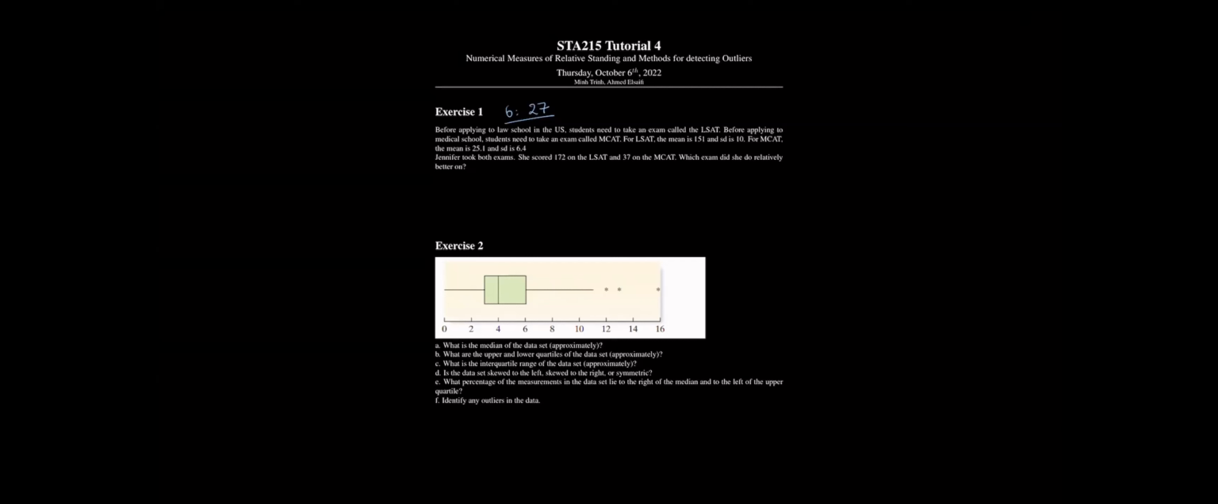What mean are we looking at? Yep, so that's a good question. We got the mean for LSAT and we got the mean for MCAT. It depends on which z-score you are trying to calculate. If you are looking for the z-score for LSAT, then you should use the mean belonging to LSAT. And if you're looking for the z-score for the score on MCAT, then you should use the mean of MCAT.